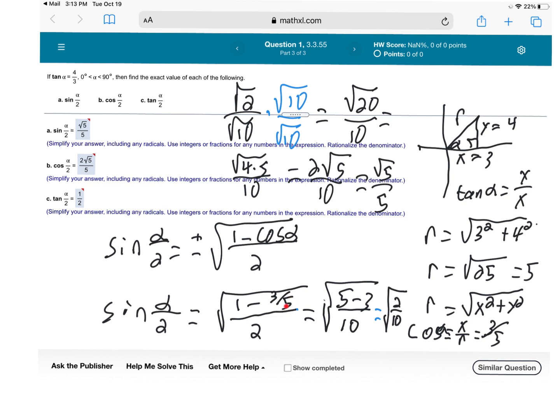I got a complex fraction. I multiply everything by 5. Multiply 1 by 5, I get 5. Multiply 3/5 by 5, I get 3. Multiply that 2 by 5, I get 10. 5 minus 3 is 2 over 10, the square root of 2/10 here.